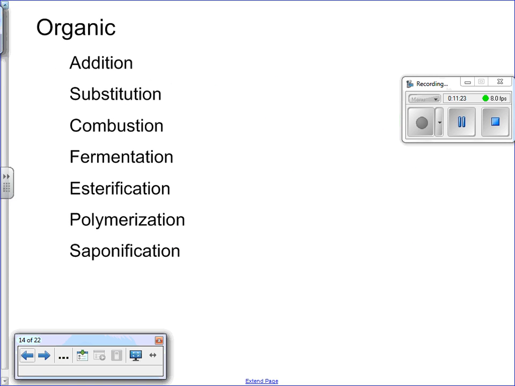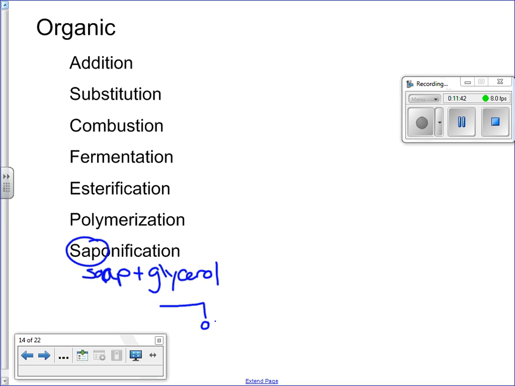Last slide, organic reactions. We're going to go through these really fast because we just did this. I'm going to start at the bottom and work our way up. Saponification makes soap. It also makes glycerol. Glycerol looks like this. It's a triol. That means it has 3 alcohol groups.